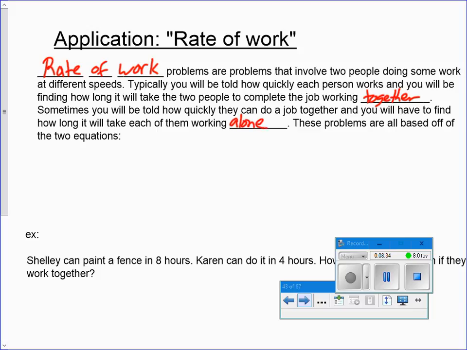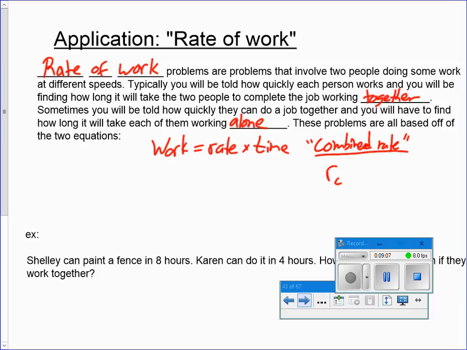Alright, and there's 2 basic equations that these are all based off of. One is that the amount of work you do is equal to the rate that you're working at times the amount of time you work for. It's a very simple equation. Work equals rate times time. The other one is for what's called a combined rate, which is when 2 people are working together. The combined rate would be the 2 rates added together, as if the 2 people were working on their own.